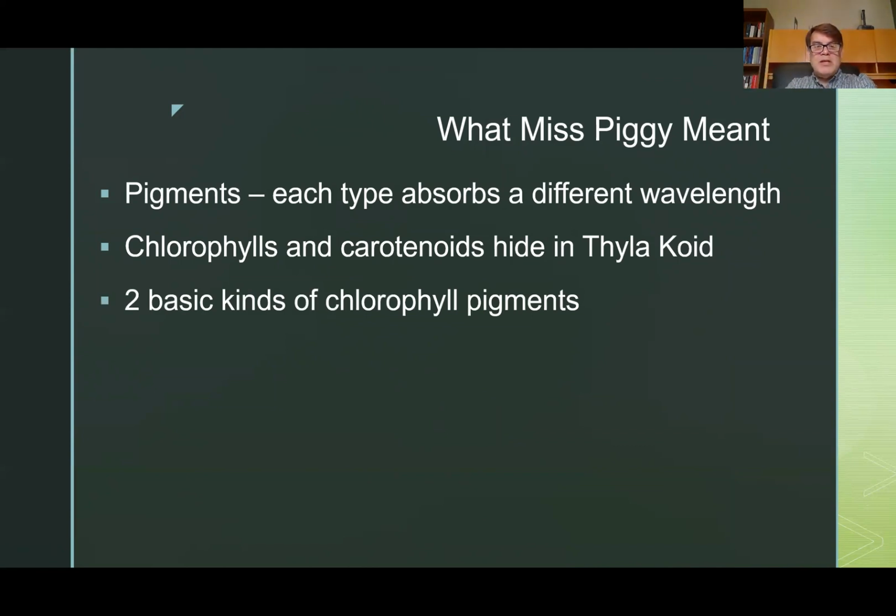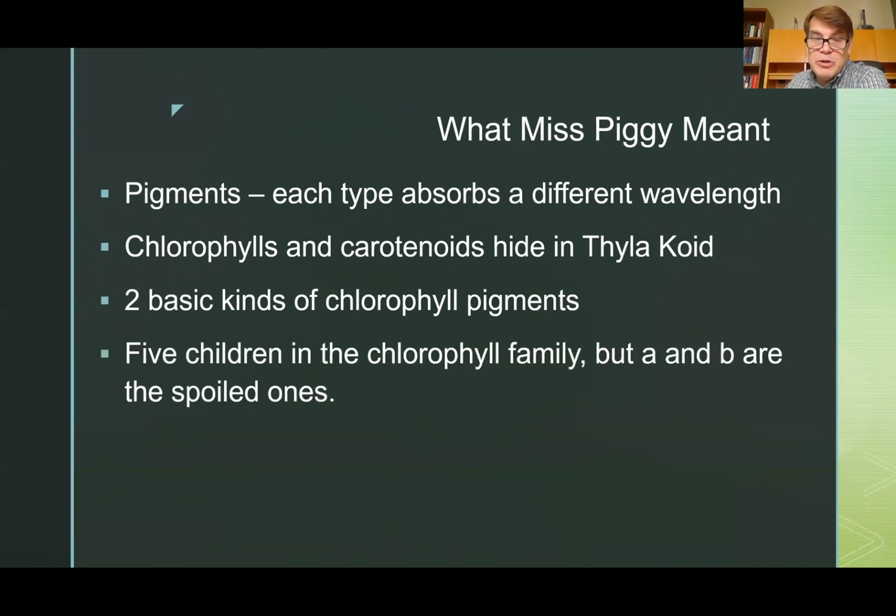There are two basic kinds of chlorophyll pigments. Actually, there are more than that, there are like 5. But the two most important are chlorophyll A and chlorophyll B, very cleverly named. I'm glad that they just did that rather than making us memorize a specific name. There are actually 5 children in the chlorophyll family, but A and B are the ones that everybody remembers, and everybody forgets about the other 3. It's chlorophyll A and chlorophyll B that get all the press.